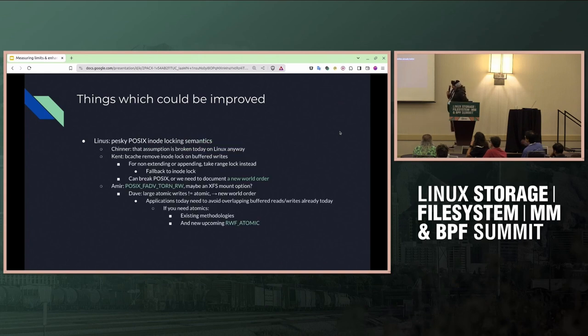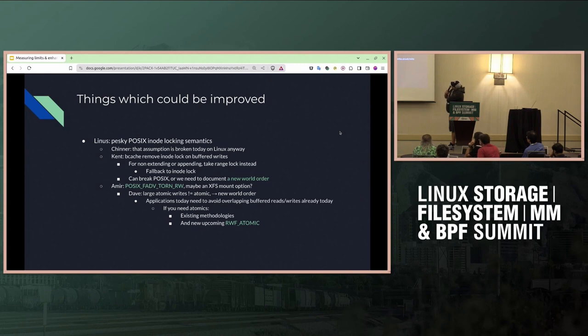Other things that came up in discussion were, Linus mentioned the pesky POSIX inode locking semantics, and Dave Chinner had pointed out that the assumption is broken today on Linux anyway, and there is a slew of file systems that already don't guarantee that. Kent already followed through with a patch to essentially remove the inode lock for buffered writes for bcachefs.